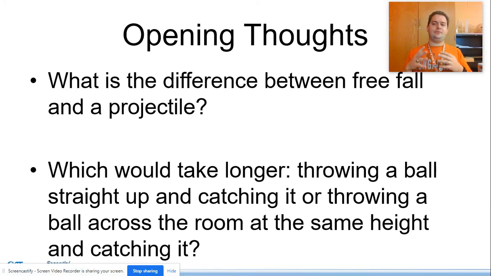And also now think another little deeper question. Which would take longer? Throwing a ball straight up and catching it, or throwing a ball across the room, same height, and catching it? By same height, I mean as the one you threw straight up. So think about that for a minute. Jot down your answers, jot down your thoughts. We're going to get into the actual answers in a bit, but these are just your opinion, just to kind of see where you're at to start. All right, then pause the video if you need an extra minute or two. But moving on.